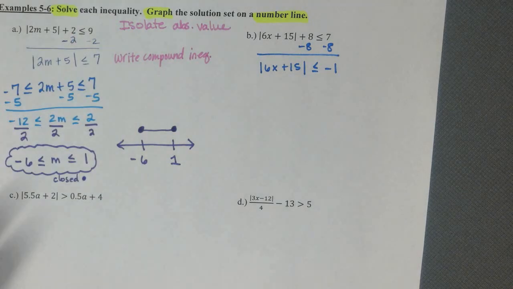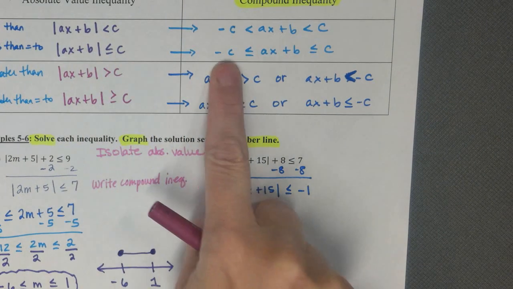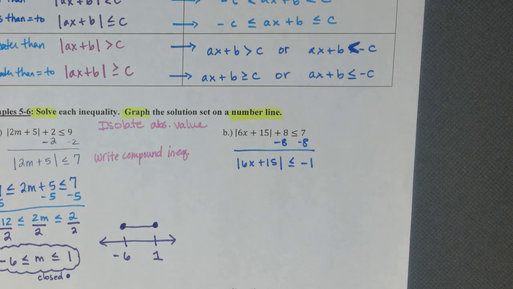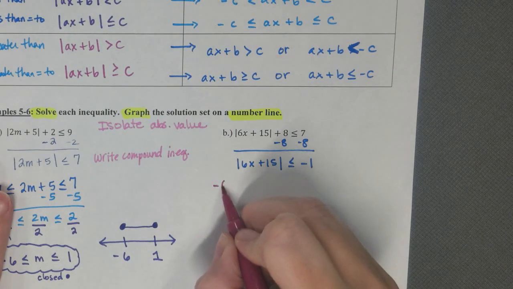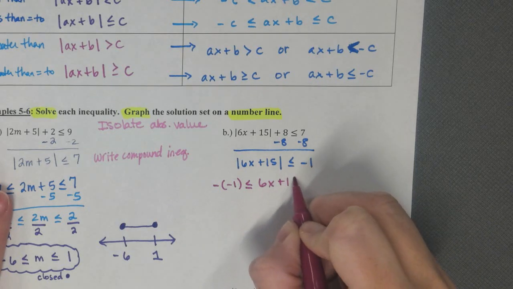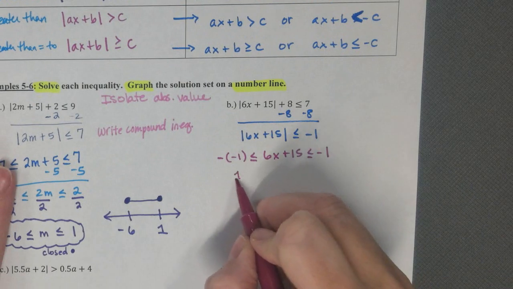Exactly. So once you realize that this is the less than or equal to, you are going to use the same rule that we did before, so it's the opposite of C. So if you do negative, negative 1, we know that that's going to switch to a positive 1.